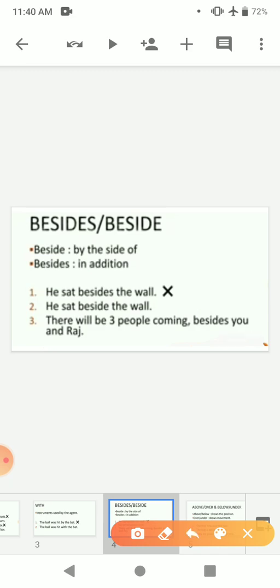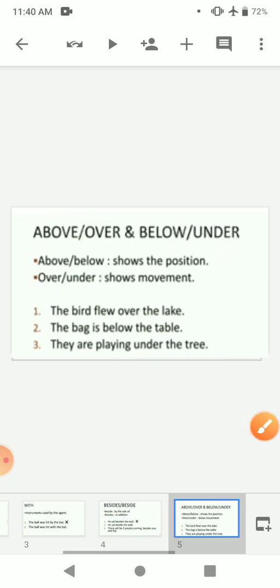I hope this is clear to you. Now coming to above, over, below and under. There is often confusion while using such prepositions. Let's see the difference between above and over first.